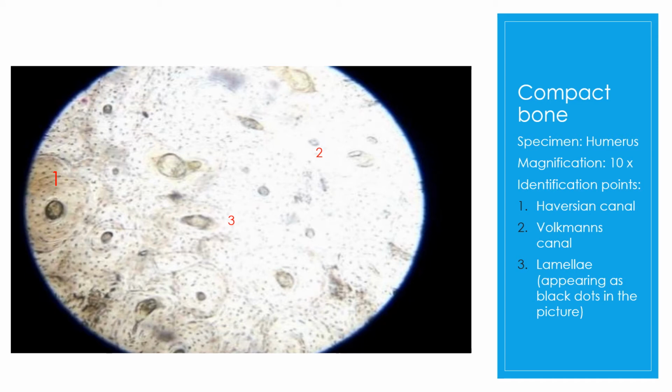The third identification point, you should be able to see the lamellae, which, you all know, encircle the Haversian canals. These are appearing as these black minute dots in the picture you can see. So you need to identify these 3 points. Once you see these 3 points, the Haversian canals, the Workman's canals, and the lamellae, then you are going to label the slide as the compact bone.